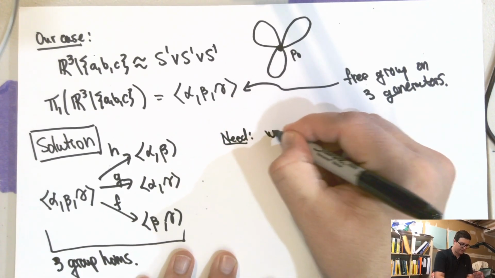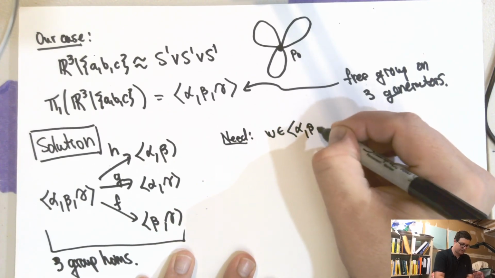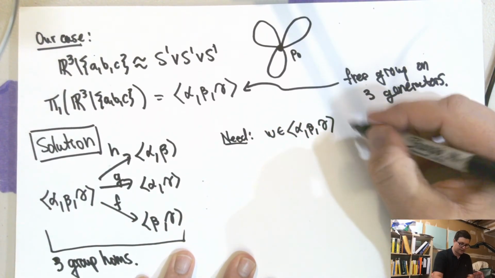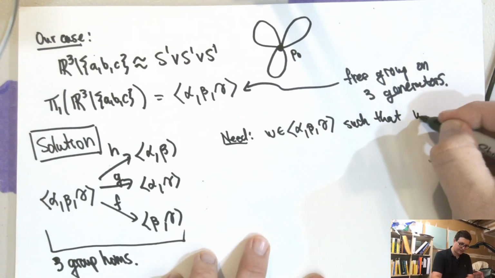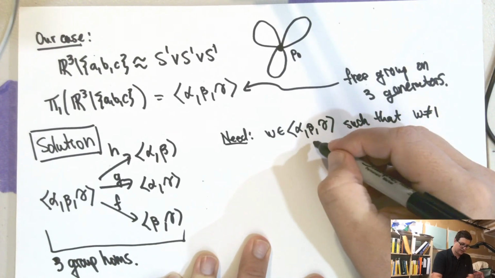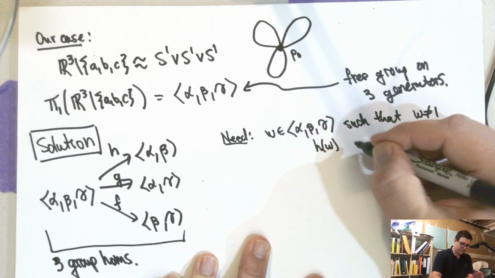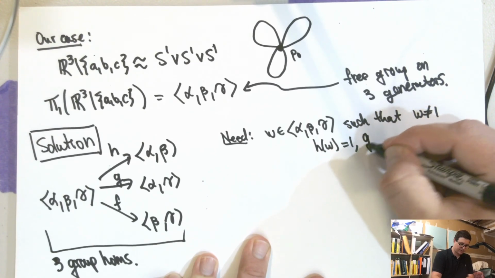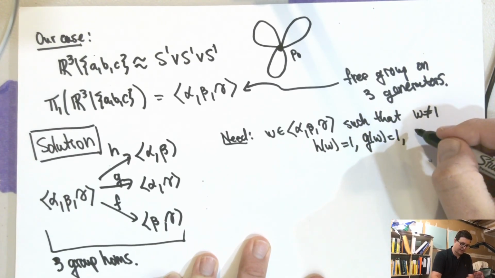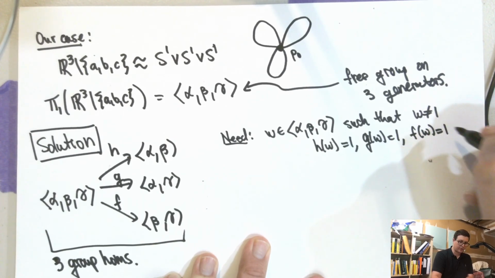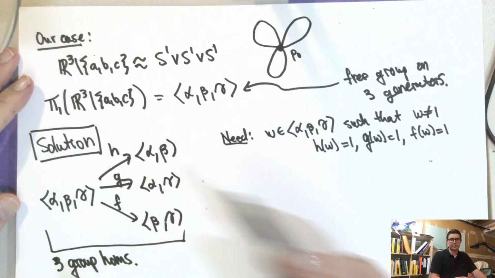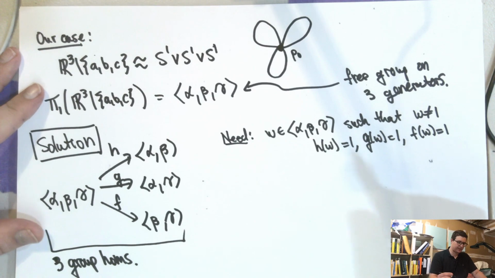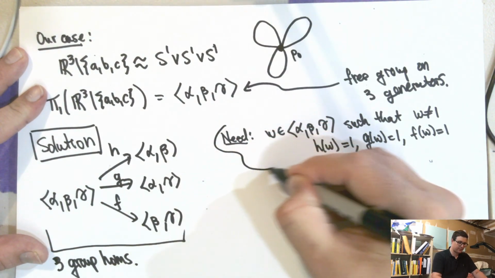So we need W in this group, gamma, such that W is not the identity, and H of W is equal to 1, G of W is equal to 1, and F of W is equal to 1. So 1 is the notation that we're giving for the constant path, or the identity of this group, the empty string, if you will. Okay, so this is what we need.